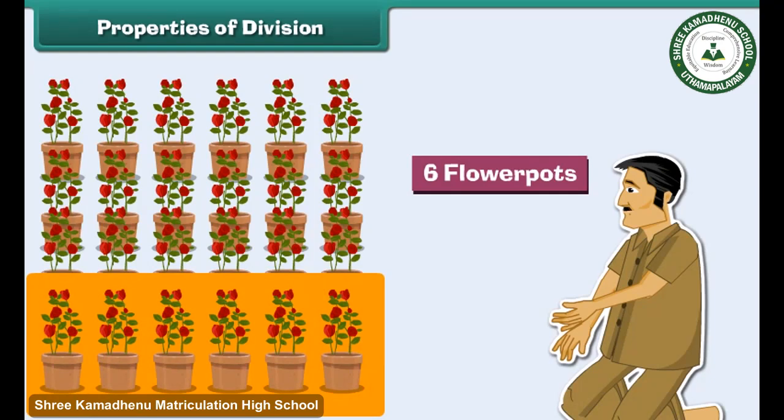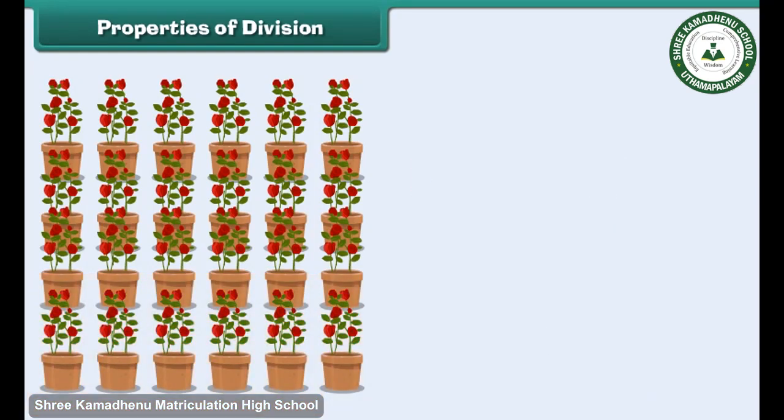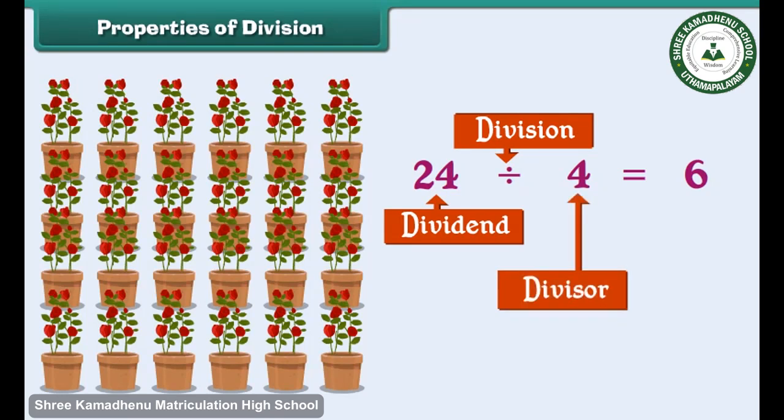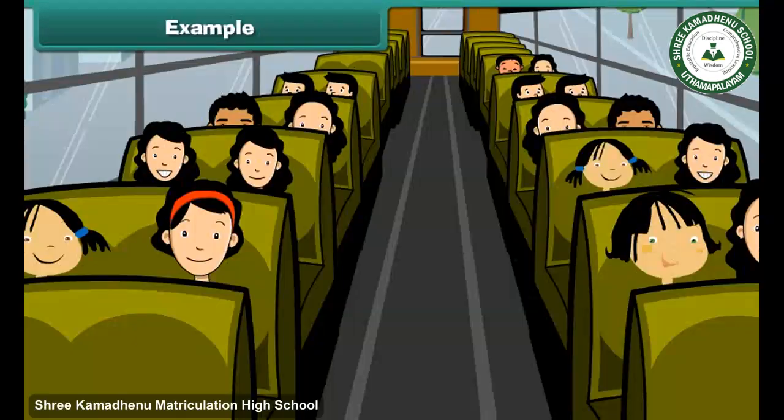We can write the situation as 24 divided by 4 is equal to 6. This is the symbol of division. 24 is the dividend, 4 is the divisor, and 6 is the quotient.